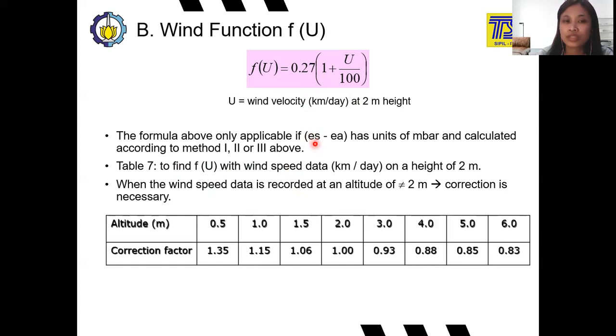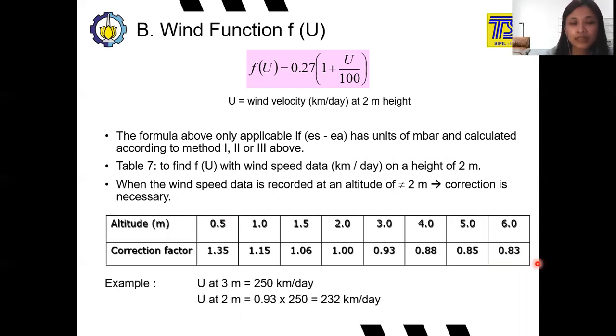So here we use table number 7. After we use table number 5 and 6, now we use table number 7 with wind speed data at a height of 2 meters. When the wind speed data is recorded at an altitude not equal to 2 meters, correction is necessary. That's why we have the correction factor here. If the wind speed data is recorded at an altitude of 0.5, 1, 1.5, 3, 4, 5, or 6 meters, you have to multiply it with this correction factor.